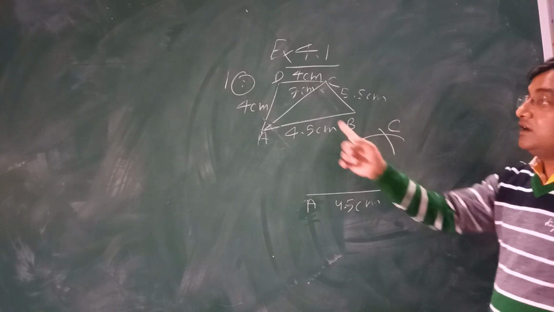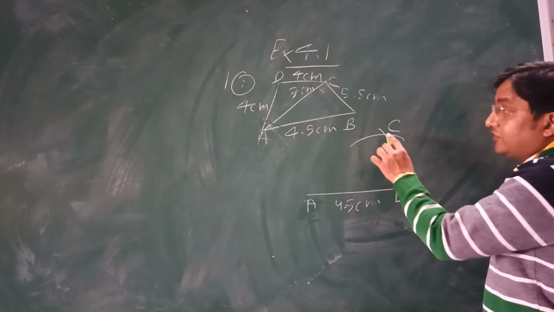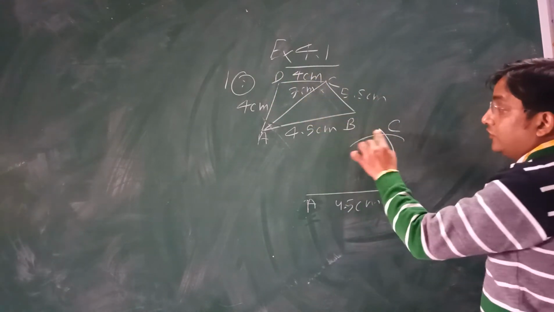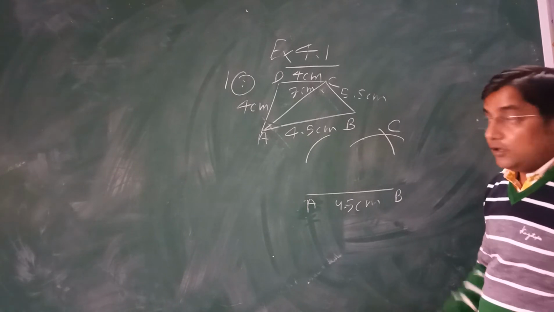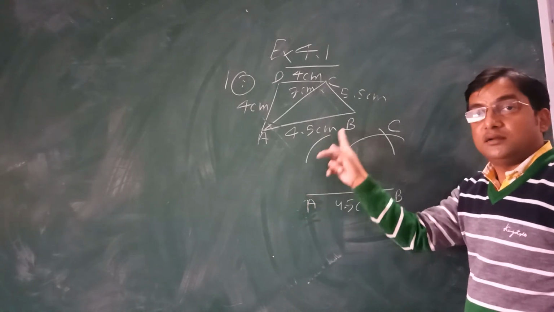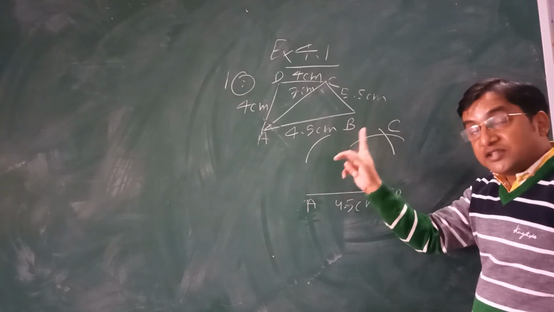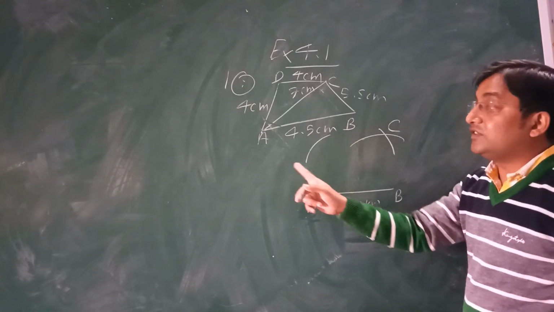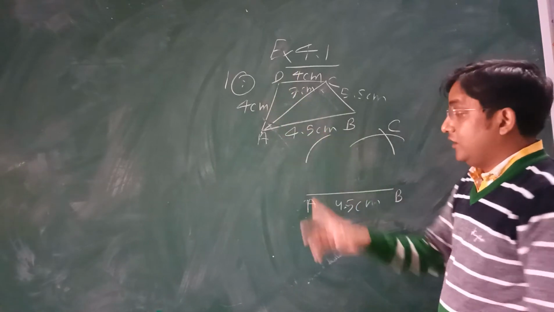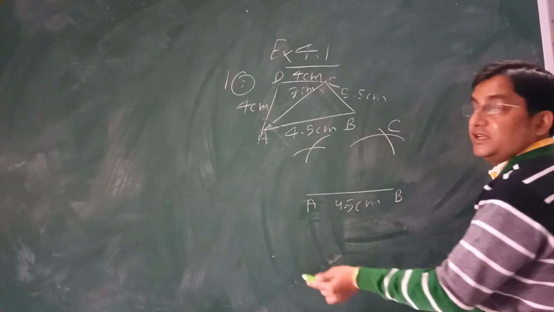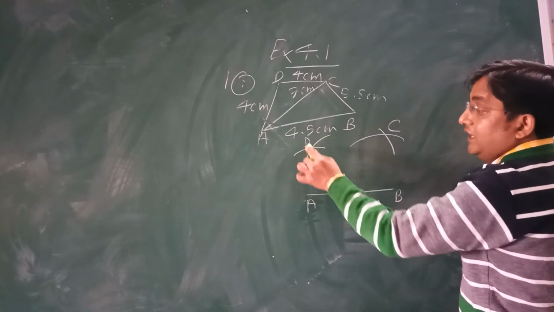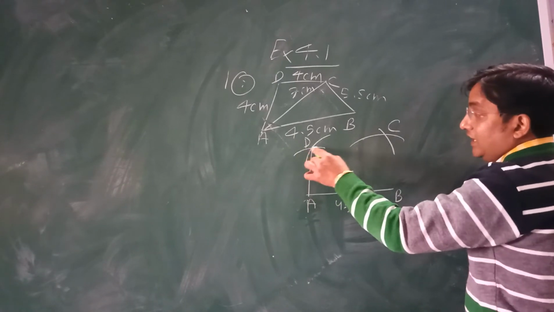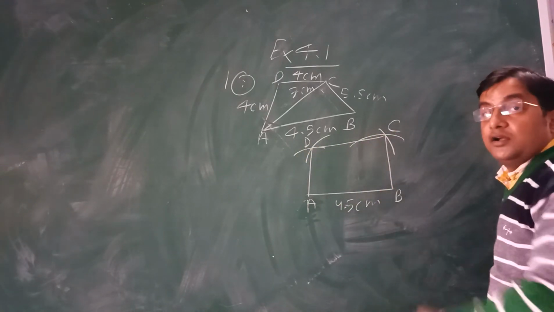Now it's time for D. What is the distance from C to D? It is 4. But again you cannot get D unless something else intersects this arc. So what is that? From A to D, it will intersect this. You will get D. Now join these points. You will get the required quadrilateral.